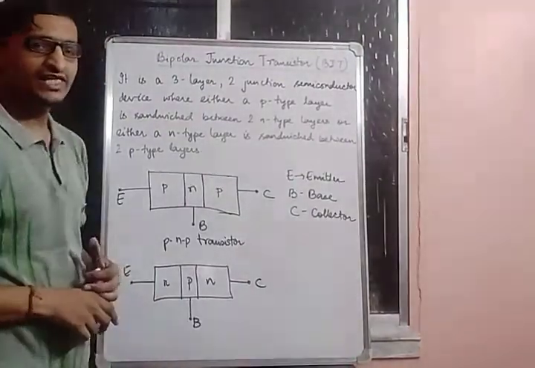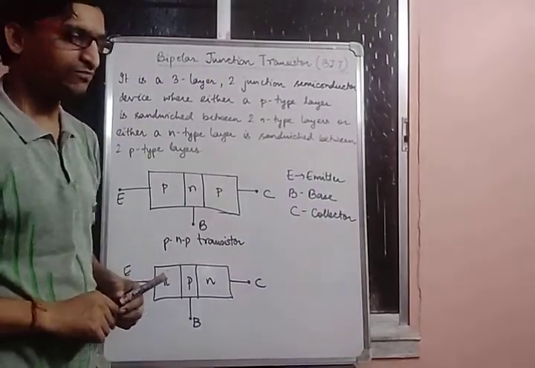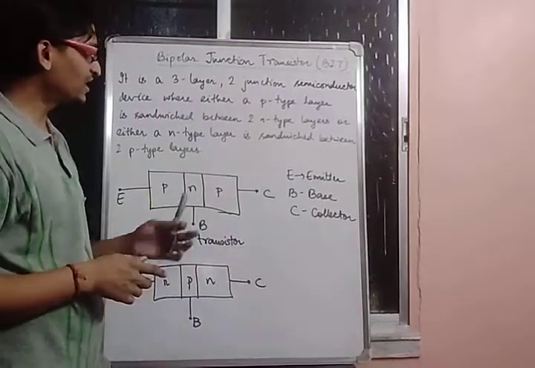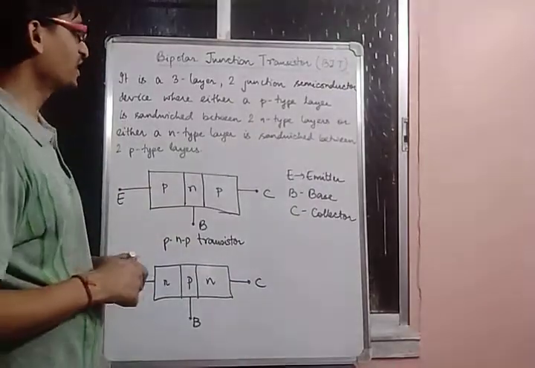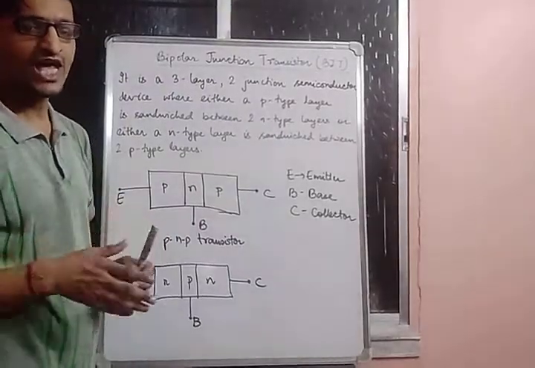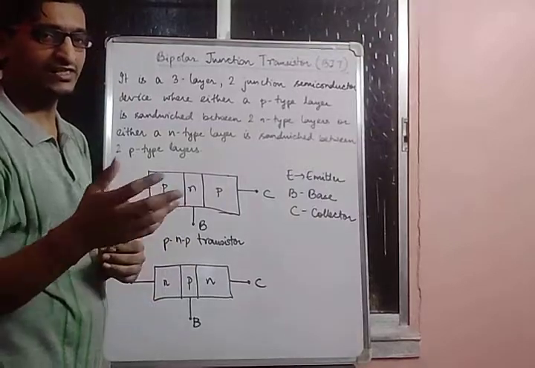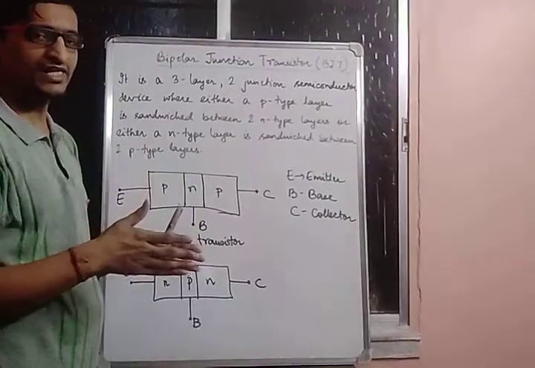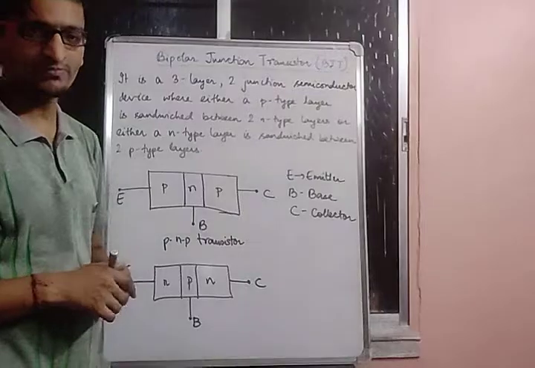So what is the BJT? BJT is a three-layer, two-junction semiconductor device. Unlike a diode, which consists of two layers, a BJT consists of three layers, and there are two junctions present. Either a p-type layer is sandwiched between two n-type layers, resulting in what we call an NPN transistor, or an n-type layer is sandwiched between two p-type layers. Such a transistor is called a PNP transistor.